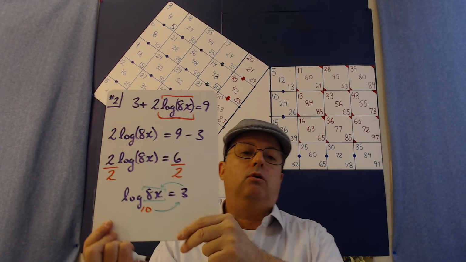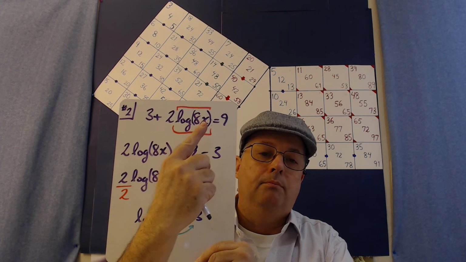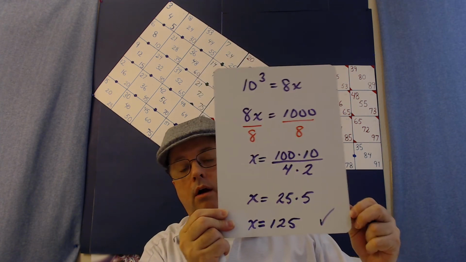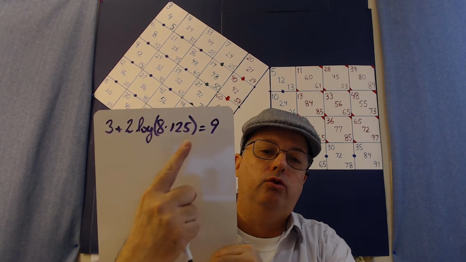Okay, so here we have 3 plus 2 log of 8 times 1,000 times 125. Okay? Equals 9. Okay, so here's the original equation right here. And in place of x, we're going to put 125, our solution. And so there it is with the 125 in place of x.